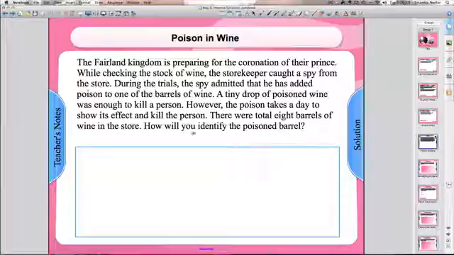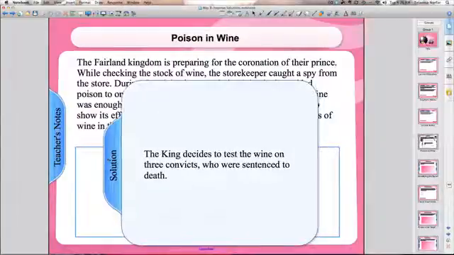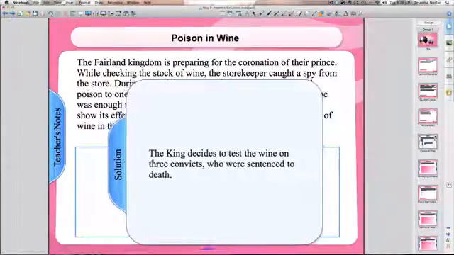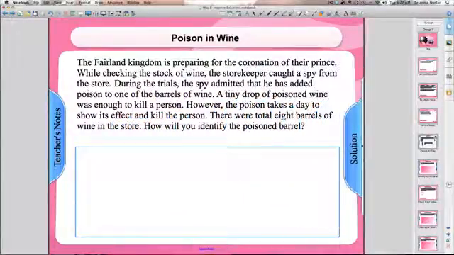Okay, hopefully you looked at how you would identify the poison barrel. Let's look at the solution. The king decides to test the wine on 3 convicts who were sentenced to death. Is that something you thought of as a solution? Is your solution a good solution based on the problem? Good job if it is. So let's keep going with more problem solving skills.